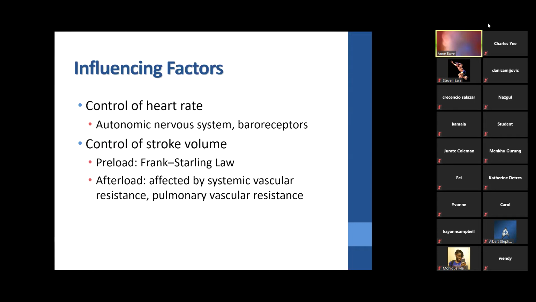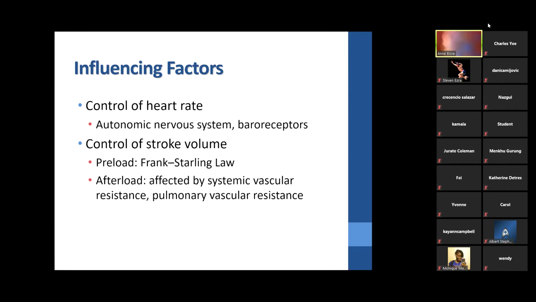Influencing factors, with regards to what impacts your cardiac function, are obviously your autonomic nervous system and the baroreceptors. That's what helps to control heart rate. We talked about your sympathetic system, which is part of your autonomic, which is part of your nervous system. And your autonomic nervous system has two types of adrenergic receptors: alpha, which deals with vasoconstriction, and then beta. Beta 1, heart; beta 2, lungs. So in this situation, we're talking about the heart.